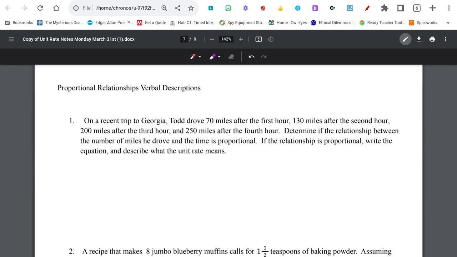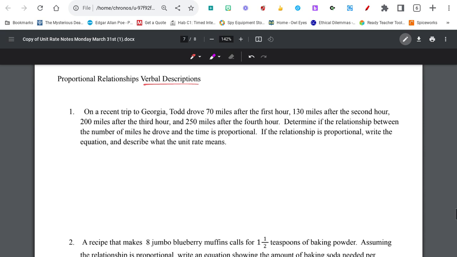All right, let's look at some verbal descriptions. It says, on a recent trip to Georgia, Todd drove 70 miles after the first hour, 130 miles after the second hour, 200 miles after the third hour, 250 miles after the fourth hour. I got miles and hours. That's x, that's y, because x has to happen first. Determine if the relationship between the miles and the time is proportional. And if it is proportional, write the equation and describe what the unit rate means, okay?